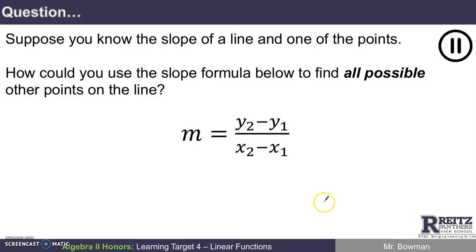Suppose you know the slope of a line and one of its points. My question is, how could you use the slope formula below to find all possible other points on the line? Hit pause for a minute, Panther. See if you can figure out a plan or a process or a thought, and then hit play and we'll check it out.